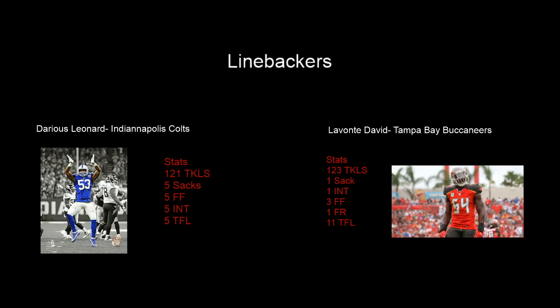Let's get to my off-ball linebackers. I've gone with Lavonte David. I'll start with 123 tackles, 1 sack, 1 interception, 3 forced fumbles, 1 fumble recovery, and 11 tackles for loss. This is another guy that played on a terrific run defense. He's a terrific athlete that can take on blocks and a really good tackler. This is purely an eye test guy for me.